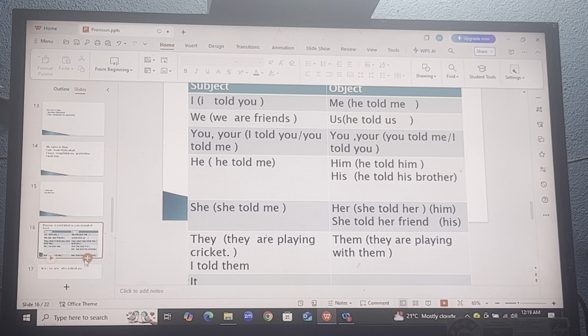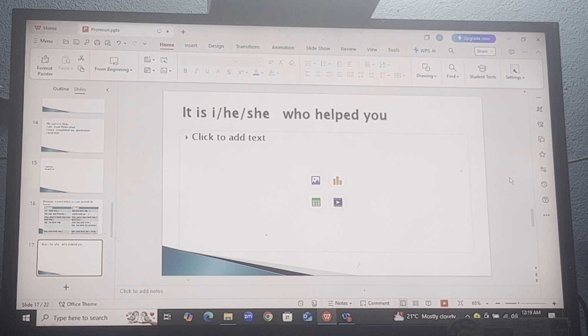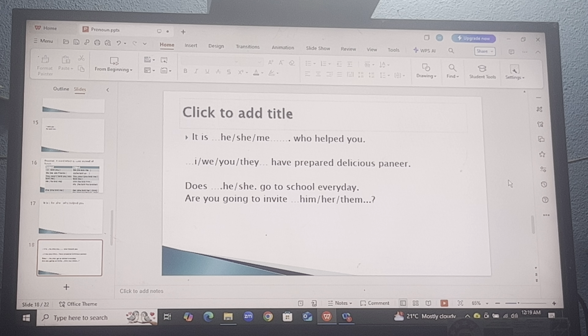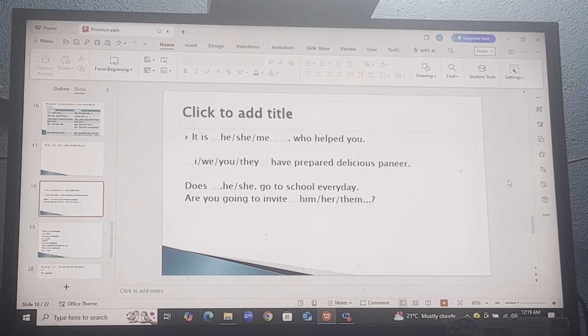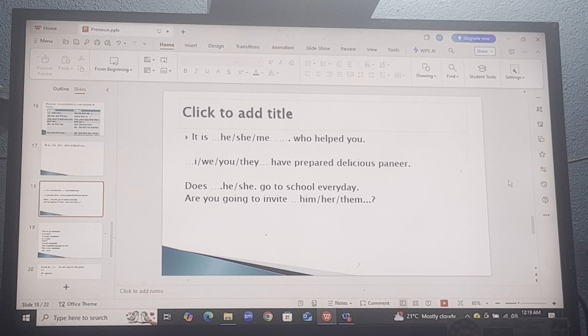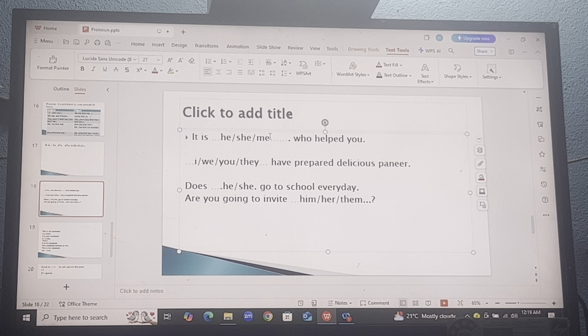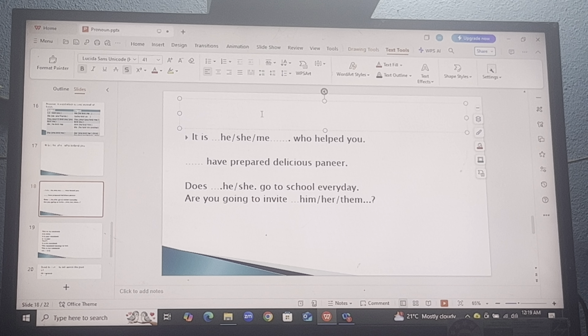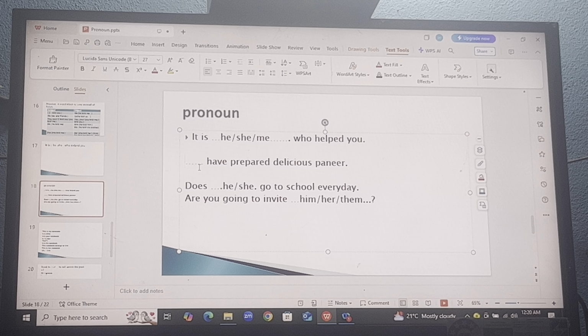Okay, everyone. Now, in case you are aware of all this, once you have purchased the book, in that you will find certain questions and you can answer. For example, let me show you. Here we have one of the questions that I would like to discuss with you. Dash have prepared delicious paneer, and the rule is you have to use only the pronoun, that is subjective or objective. So as you can see here, I need to use only a subjective pronoun.